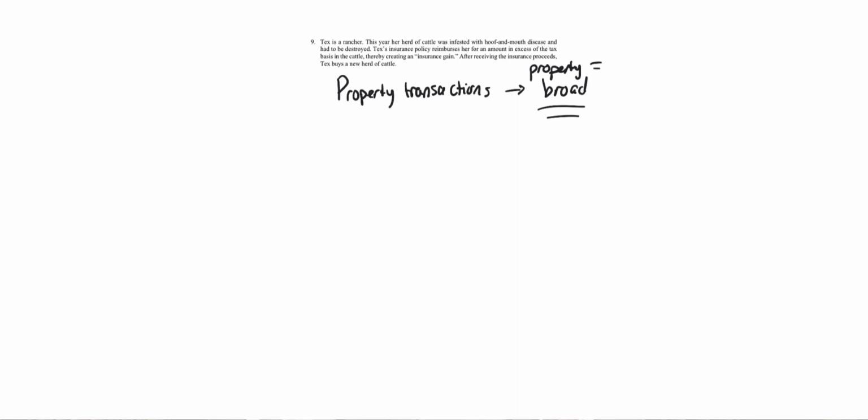Infested with hoof and mouth and had to be destroyed. So, okay, property is destroyed. Insurance policy, receive insurance. And then after the insurance proceeds, Tex buys a new herd of cattle. So the starting point always when it comes to property is section 1001, which is the beginning of subchapter O. Now the idea here is that Tex received an inflow of money. Tex's insurance policy reimbursed an amount in excess of the basis of the cattle.